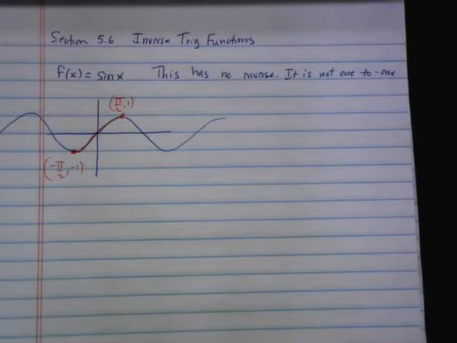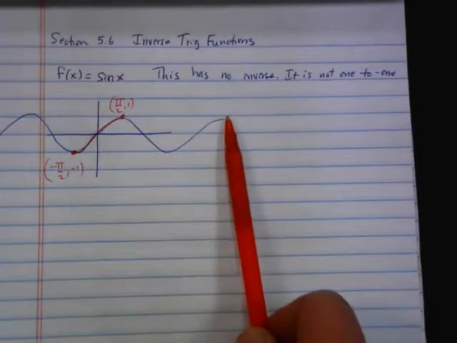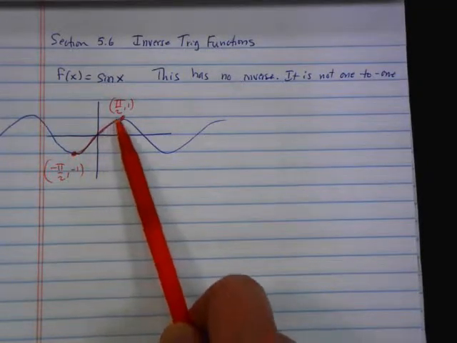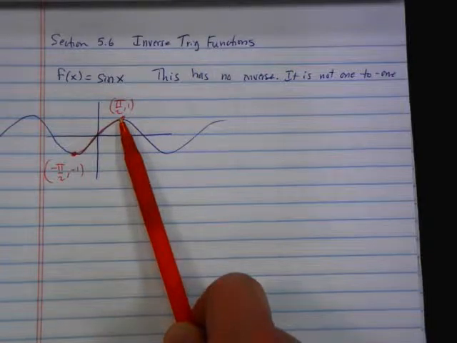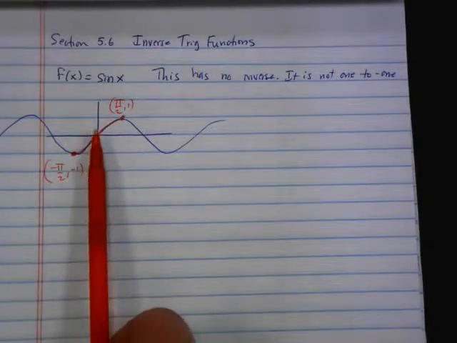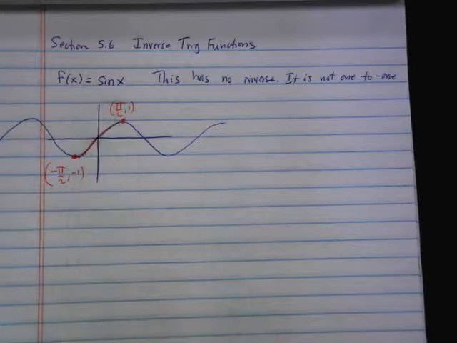Is it the only restriction you could use? No, we could go from here to there, and we could choose that to be our domain. Why do we choose this one? It's convenient. Mostly it's convenient because angles between 0 and pi over 2 are in quadrant 1, and we really prefer to use angles in quadrant 1 whenever we can.